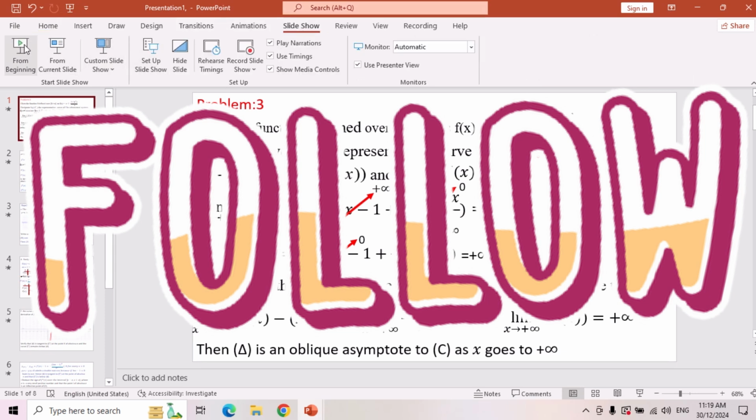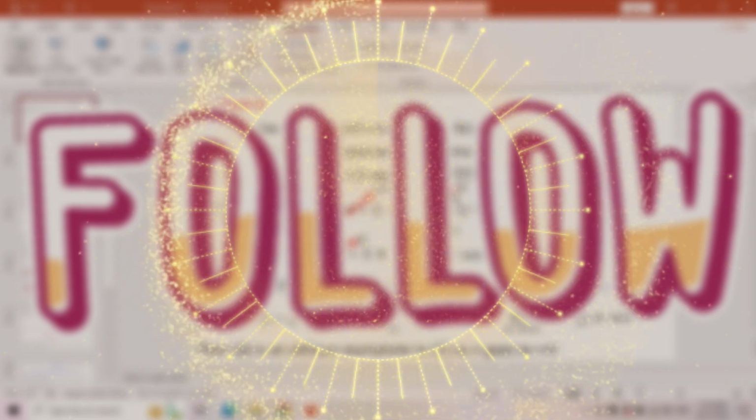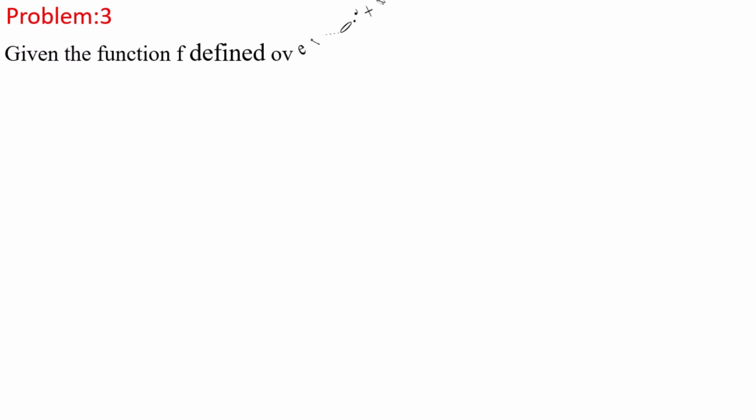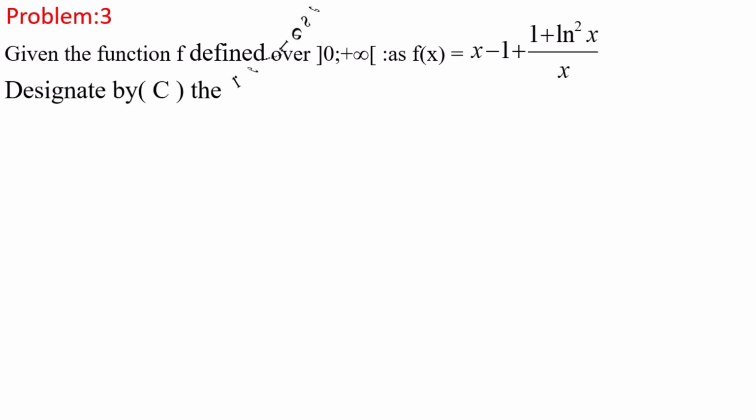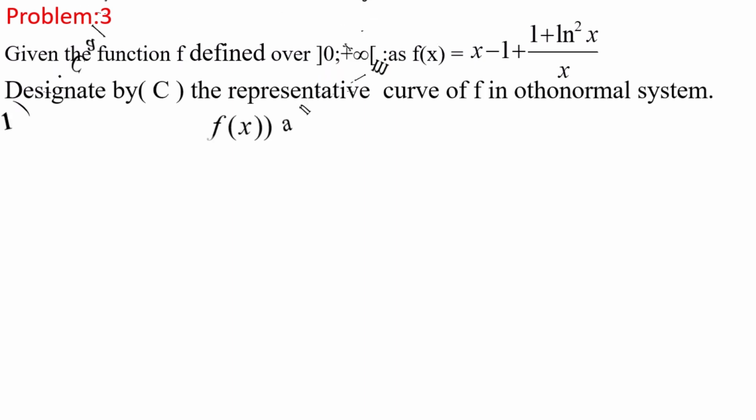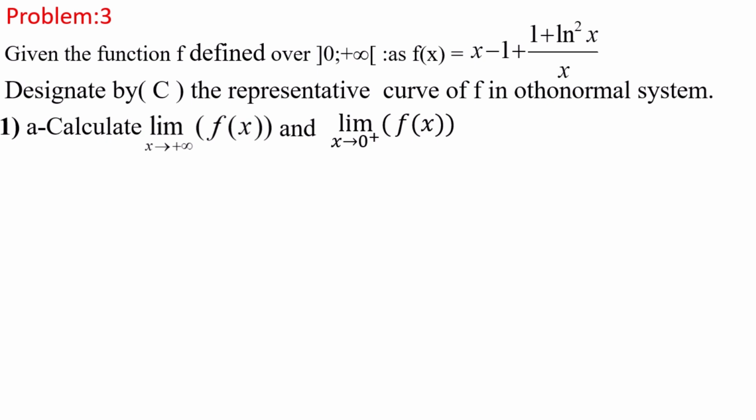In this video we will solve together a new problem. This is problem number 3. Given the function f defined over 0 plus infinity as f of x equals x minus 1 plus (1 plus ln squared x) over x, and designate by C its representative curve in an orthonormal system. First question: calculate the limit of f of x as x goes to plus infinity and the limit of f of x as x goes to 0 plus.